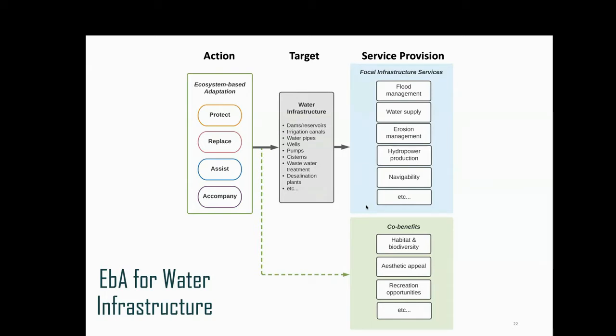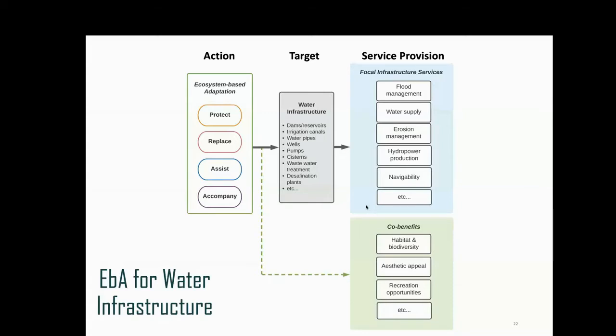So this flow diagram that I've got up right now, the text may be hard to read depending on some of your screen setups, but that's okay. The main point of this slide is to show how different types of ecosystem-based adaptation in the action column can be applied to water infrastructure to support long-term provision of infrastructure services like flood management, water supply, erosion control, hydropower production, and others. So importantly, one of the nice things about ecosystem-based adaptation is that they can do all this, supporting the infrastructure, while also providing additional services or co-benefits, as they're commonly called, that gray water infrastructure doesn't provide on its own.